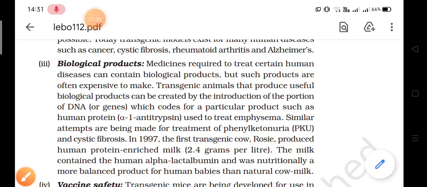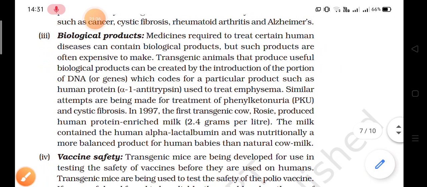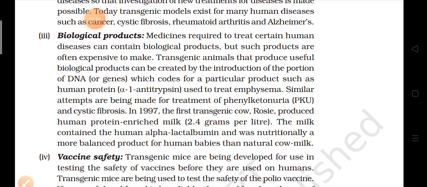Now the next example is phenylketonuria and cystic fibrosis. These are two diseases, and for these also many attempts are being made so that they can be cured by using biological products, by using the applications of biotechnology.